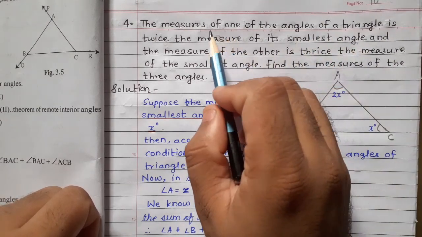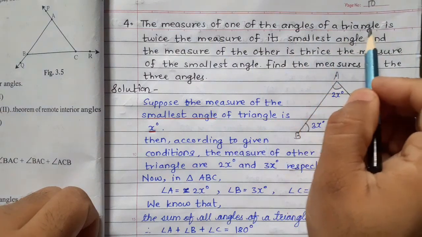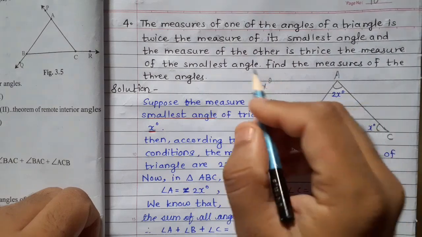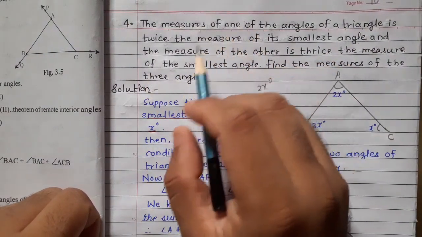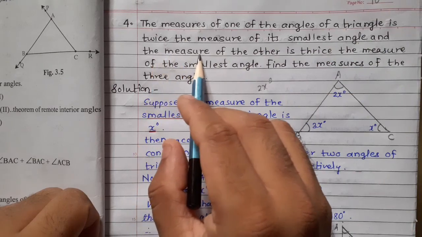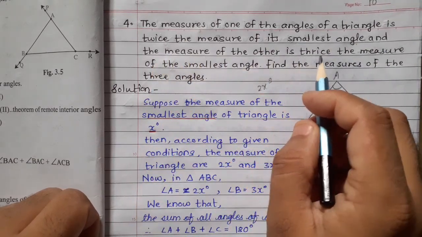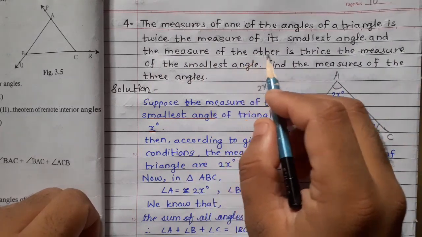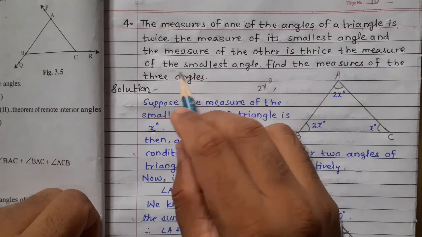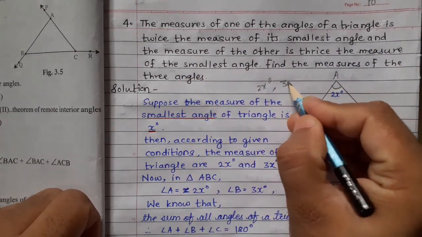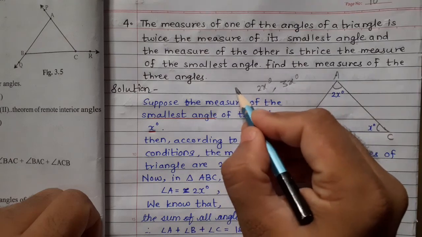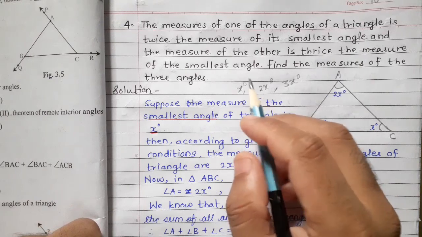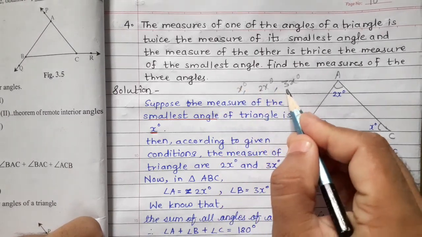Then according to the given condition, one of the angles of a triangle is twice the measure of its smallest angle. Then we are having 2x degree, the measure of one angle, and the measure of the other is thrice the measure of smallest angle. That means the measure of another angle is thrice the measure of smallest angle. That means we are having 3x. Smallest angle is x degree. Then the measure of other two angles are, according to given conditions, 2x degree and 3x degree.